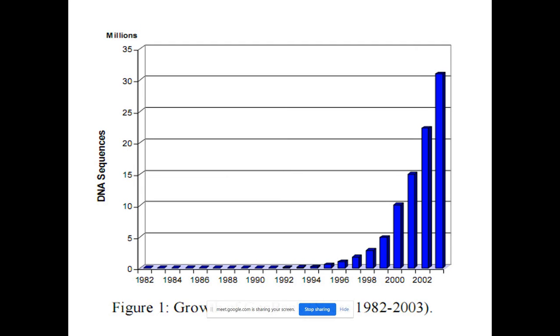This is the example of GenBank. You can compare year-wise how the data keeps on increasing. You can compare 1982 with the last data of 2002. Now there is many more.